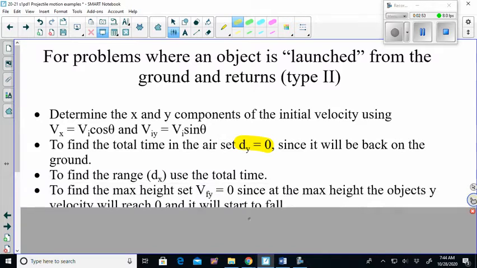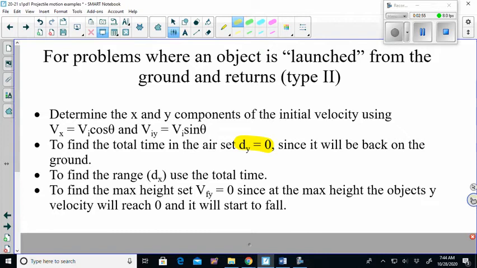Finally, last thing, to find the maximum height. So the ball goes up in the air, there's a height at which it reaches a maximum. What happens at the top? In the y direction, that y velocity becomes 0 as it's going up. It's having a negative acceleration due to gravity, so it gets to 0 at the top and then starts to come back down. So again, we're going to set that final velocity at the top to 0.